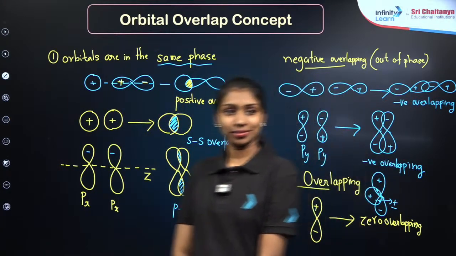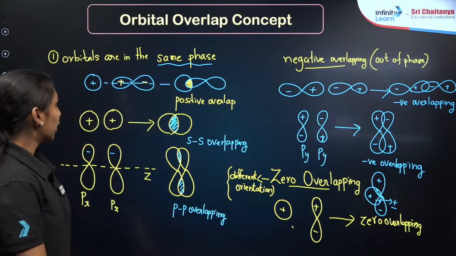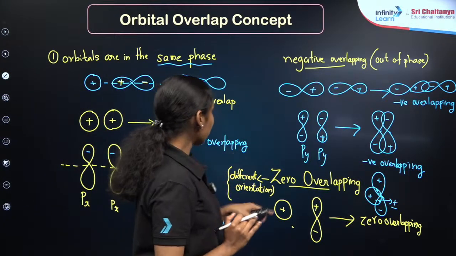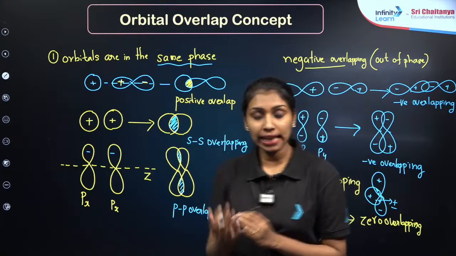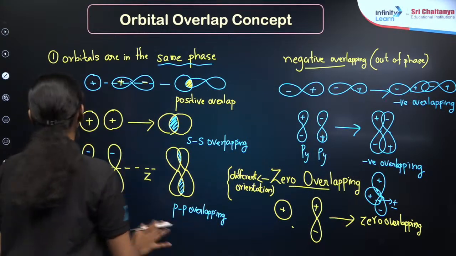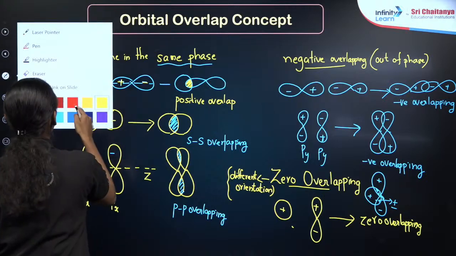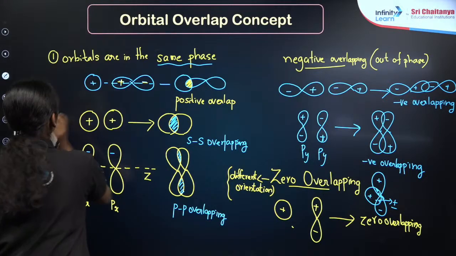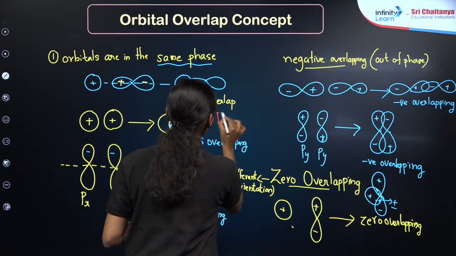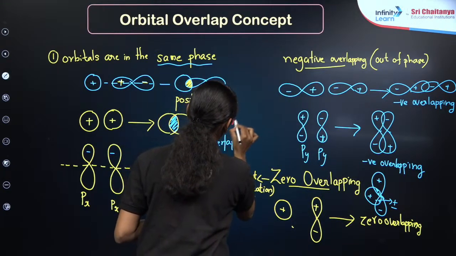Hi, good evening. Okay, this is about the orbital overlap concept, about the positive, negative and zero overlapping. So I can say that if you are considering negative and zero overlapping, there will not be any bond formation, right? If you have any negative or zero overlapping, there will not be any bond formation. So we can say that there will be bond formation only in the case of positive overlap. Clear?